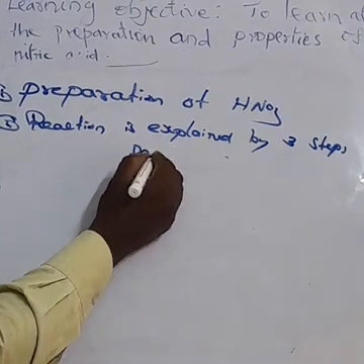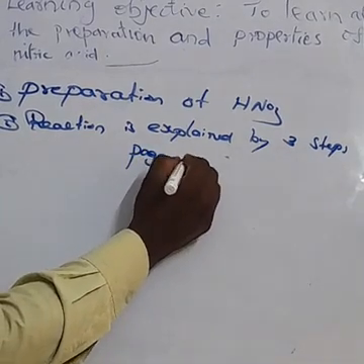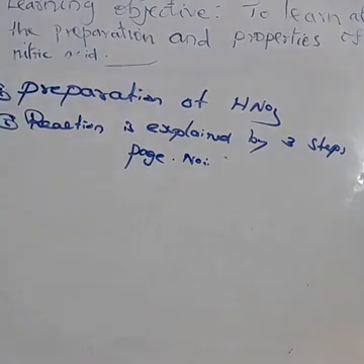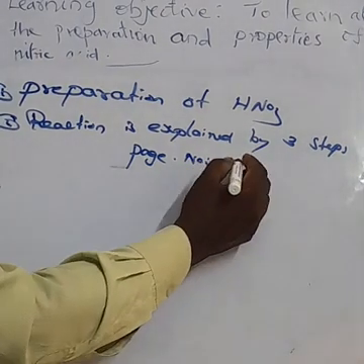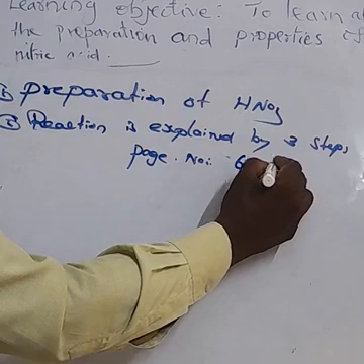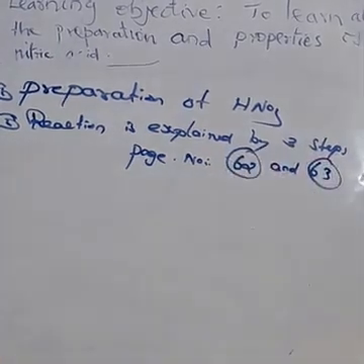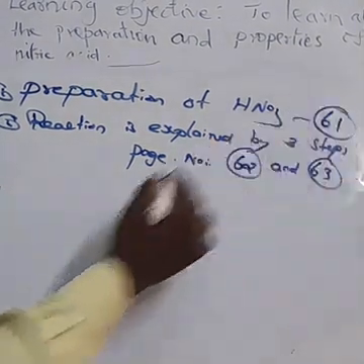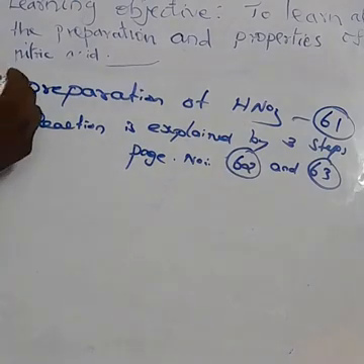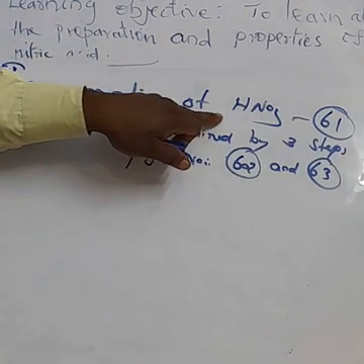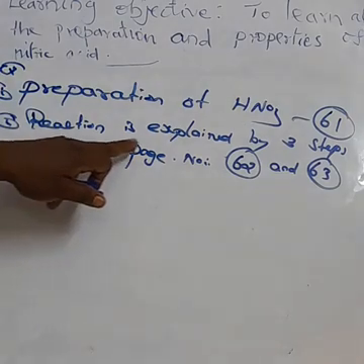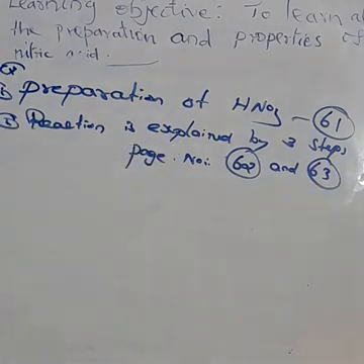What's the page number? I think page numbers 62 and 63, and the preparation is on page 61. Okay. This is a very important question. Preparation of nitric acid is a very important question. All of you at least take written practice. The reaction takes place in 3 steps: primary, secondary, and tertiary. Okay. Time is up.